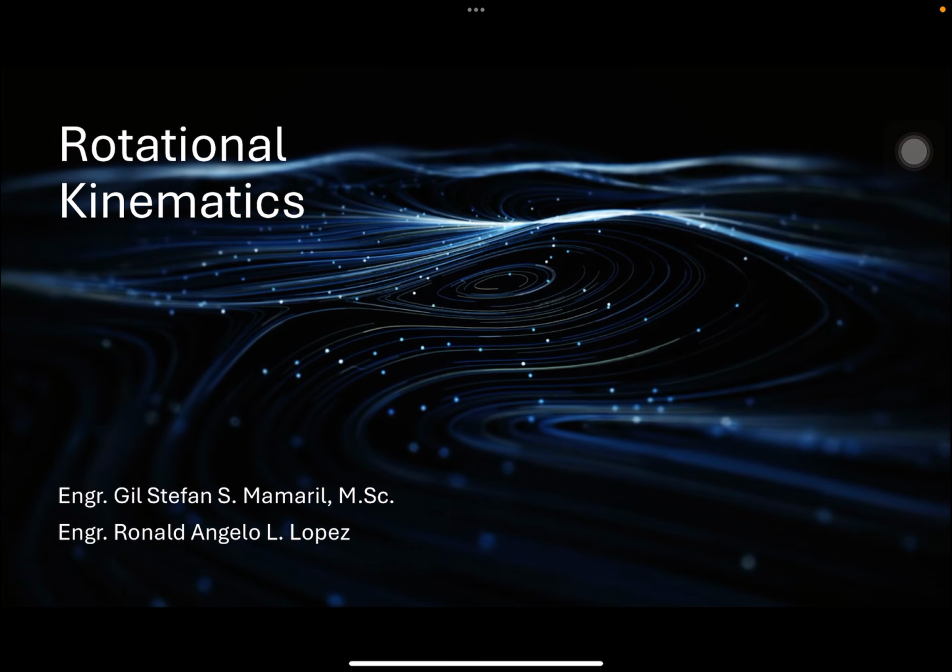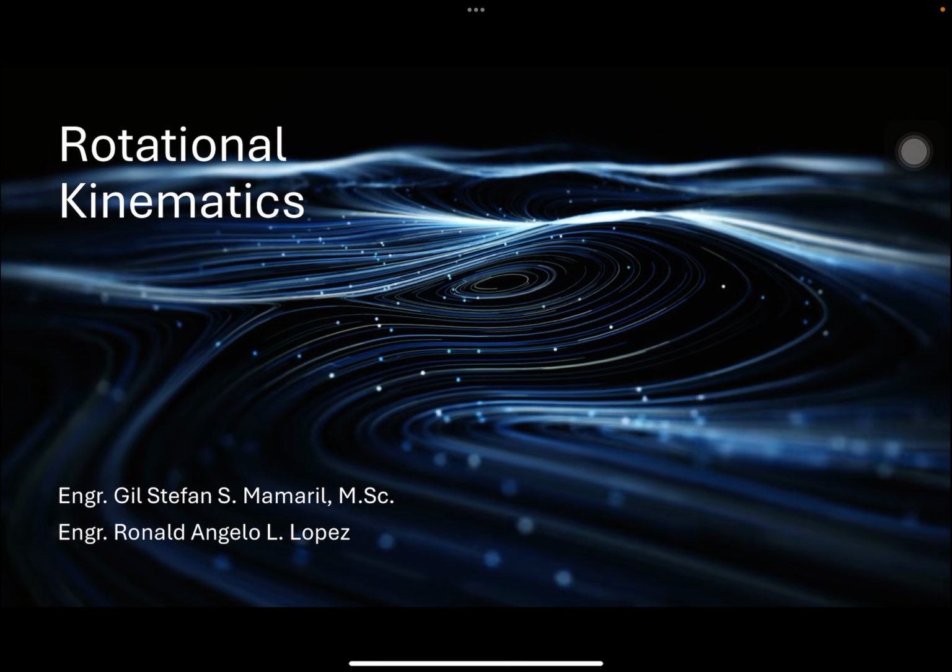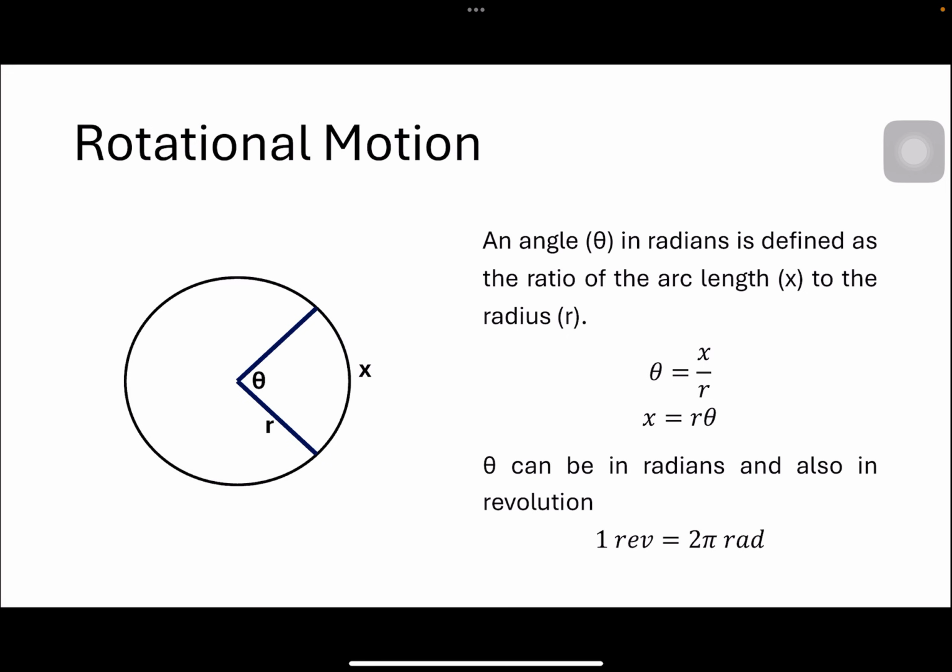In this video, we'll be discussing rotational kinematics. Starting off with the concept of rotational motion, we recall the formula for arc length. The formula for arc length is arc length x is equal to r times theta, where theta is in radians. When we rearrange this equation, divide r on both sides, you'll get that your angle is equal to x over r, or the ratio of your arc length over your radius.